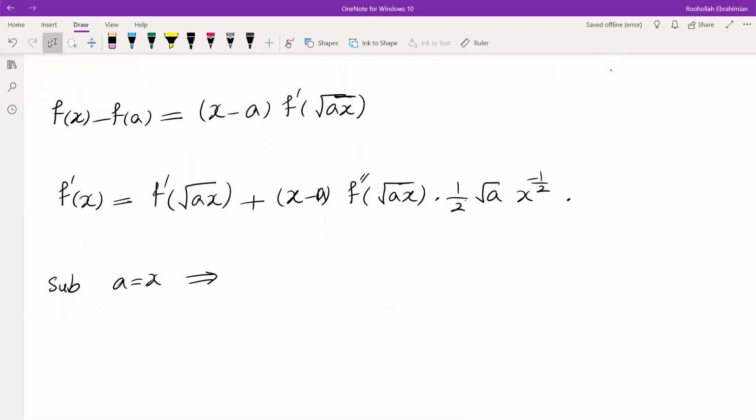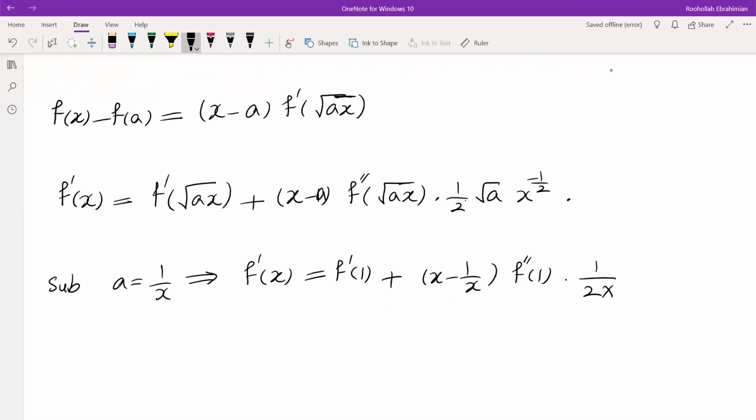a equals 1 over x, and we get f prime of x equals f prime of 1 plus x minus 1 over x times f double prime of 1 times 1 over 2x, which is f prime of 1 plus f double prime of 1 over 2 minus f double prime of 1 over 2x squared.